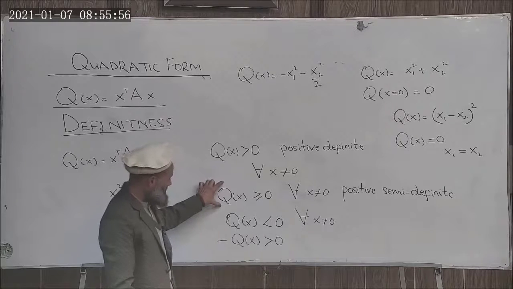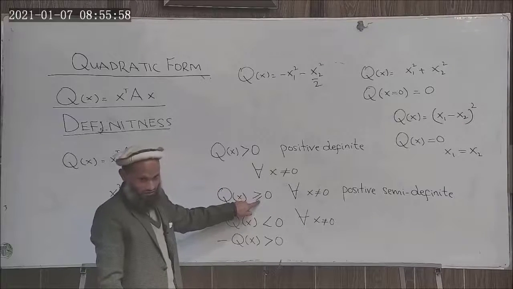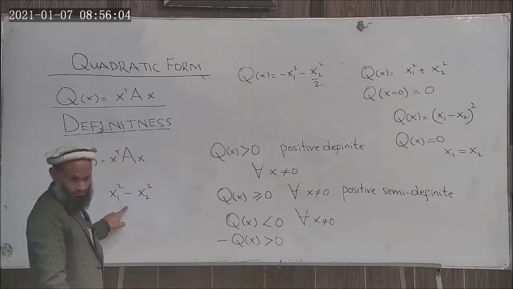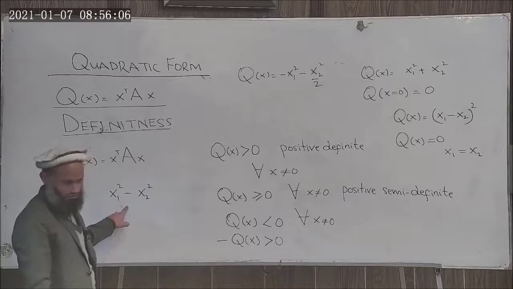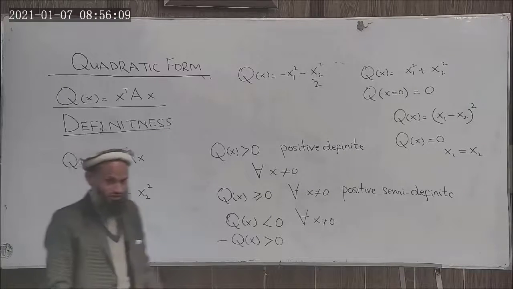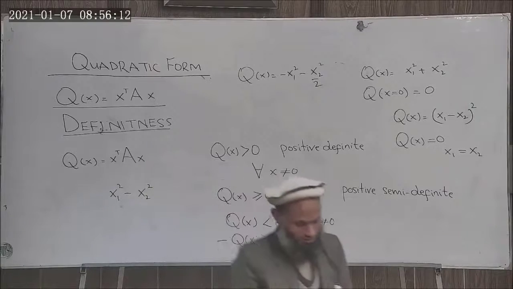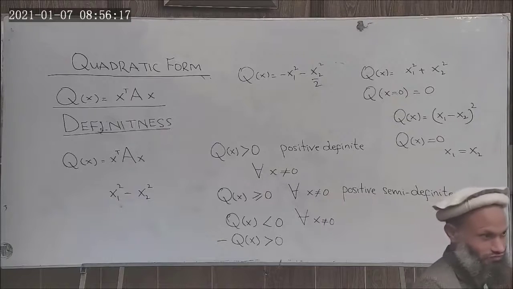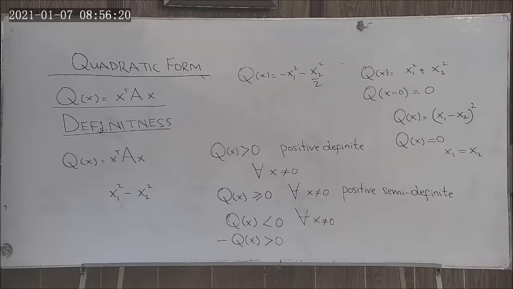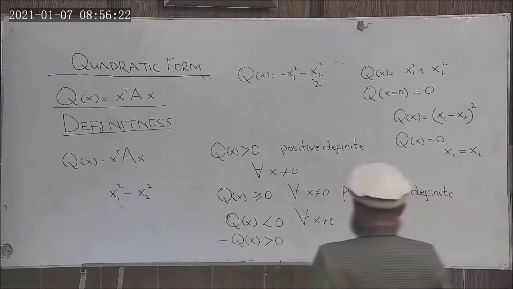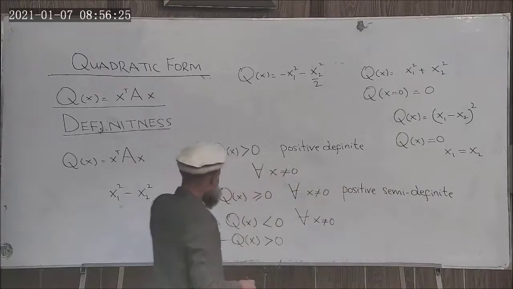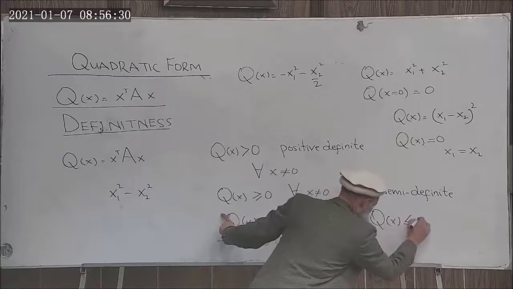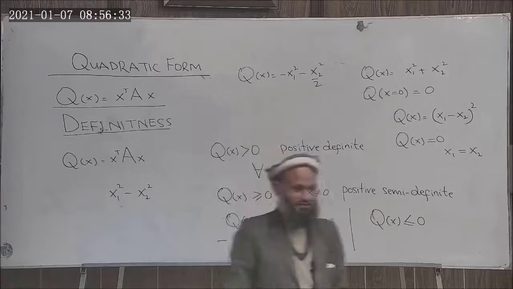For positive semi-definite, it is either greater than 0 or equal to 0. But this can even be less than 0. So it is neither positive definite nor negative definite, it is indefinite. Negative semi-definite is when q of x is less than or equal to 0.